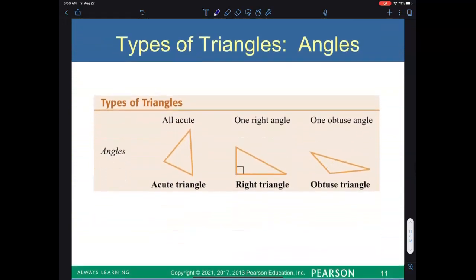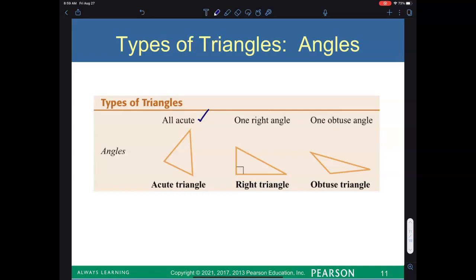Okay, so now let's look at different types of triangles. And when we're thinking about different types of triangles in terms of an angle, the angles inside, we begin where all 3 angles are acute. So if all 3 angles in the triangle are acute, and again that means less than 90 degrees, then we call that an acute triangle.